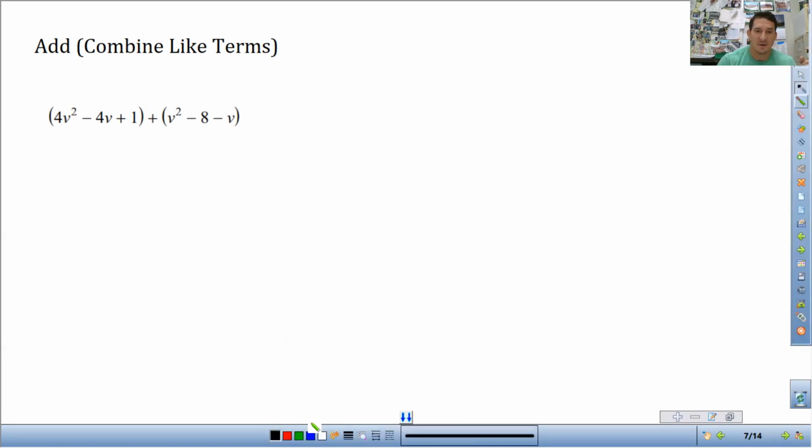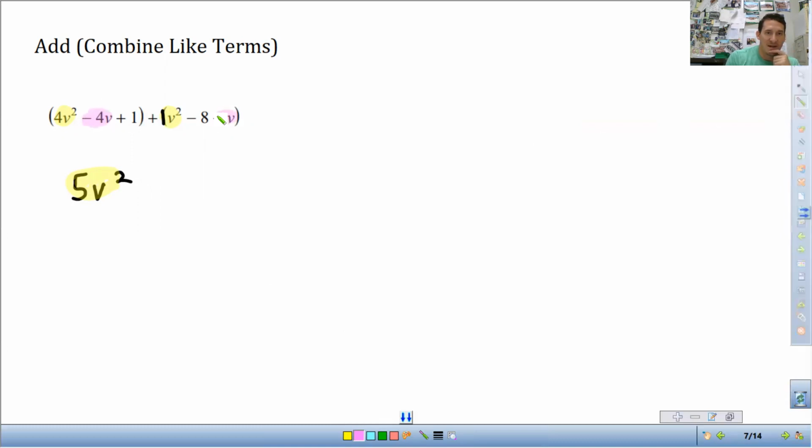I'll highlight. So starting off, we have 4v squared plus v squared. Add those together. Remember, even though you can't see it, there's a 1 there. So 4v squared plus 1v squared is 5v squared. Right. Then we have negative 4v, so keep that negative with it, and then minus v. So negative 4v minus 1v is negative 5v. So that's combining the pink ones.